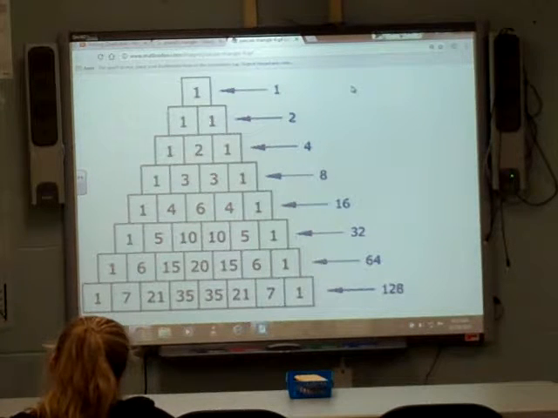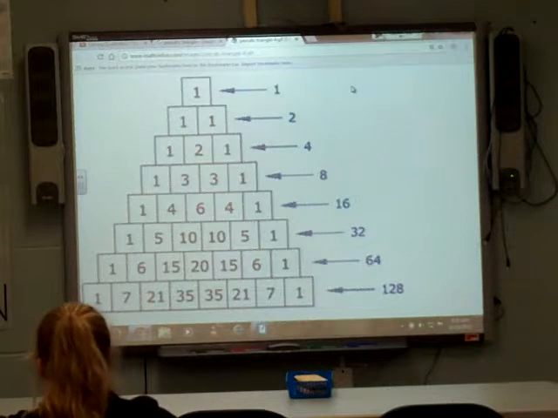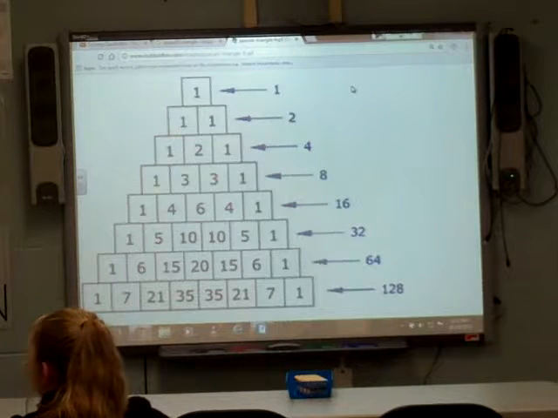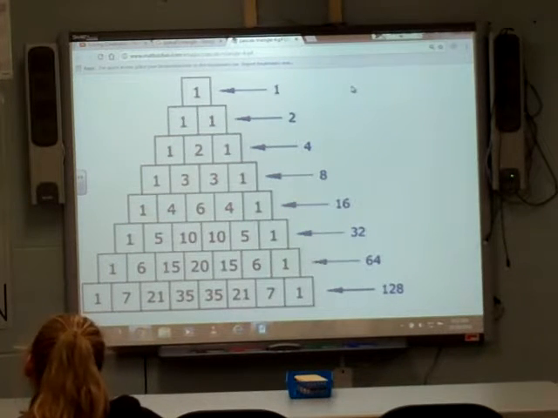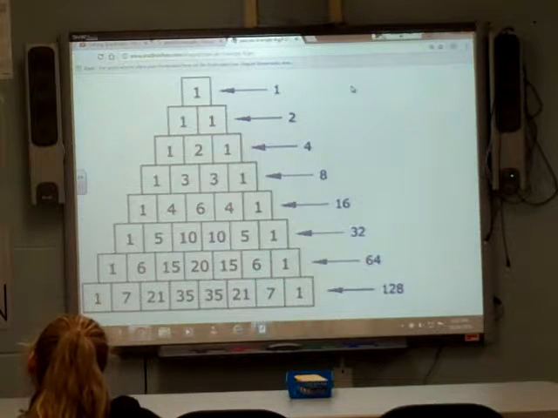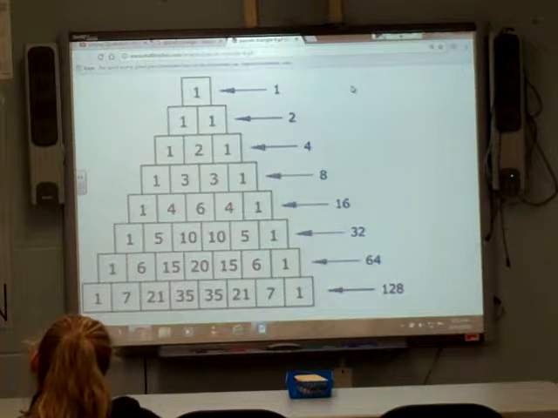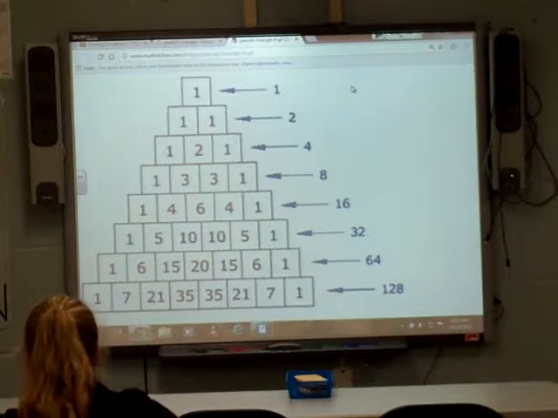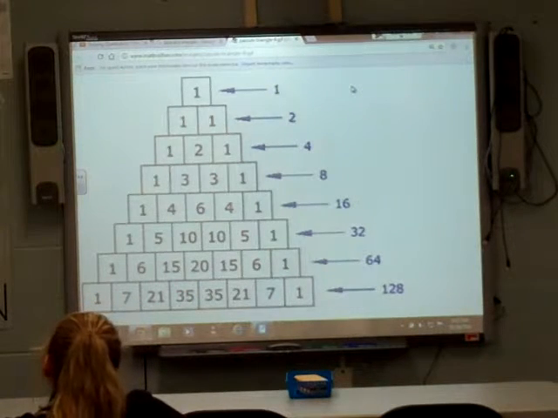So if we wanted to make another row, it's going to start with 1. Then we've got 1 plus 7, and 7 plus 21, 28. We've got 21 plus 35, 56. And we've got 35 plus 35, and 35 plus 21. See, they're going to start being large now. Then we've got 21 plus 7, and then 7 plus 1, and then your 1.